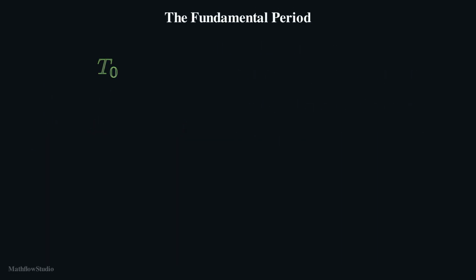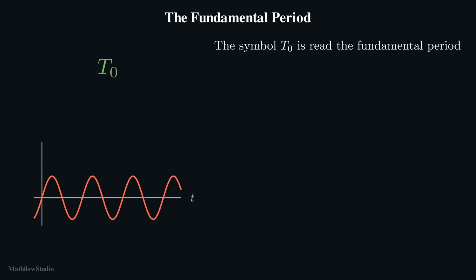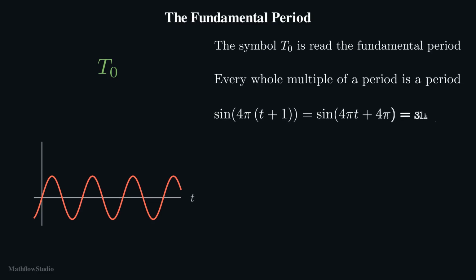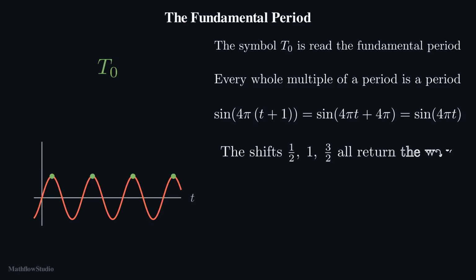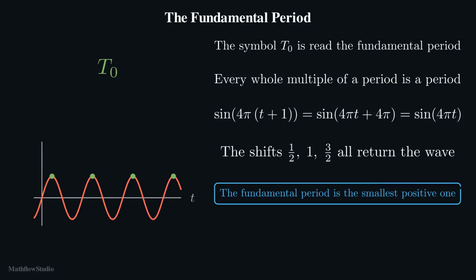The fundamental period carries a symbol of its own. Every whole multiple of a period is itself a period. Adding 2 full turns, or 3, leaves the wave unchanged exactly as 1 full turn does. The shifts 1/2, 1, and 3/2 all return the drawn wave to itself. The fundamental period is the smallest positive shift with that property. For the drawn wave, the marked instants sit 1/2 of a second apart, and the wave is identical at every one of them.